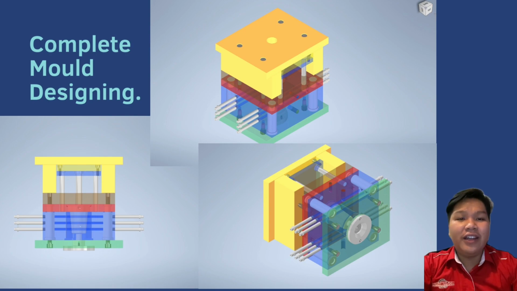Complete mold designing. This is my design of a glass mold.